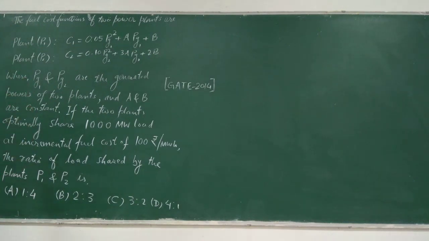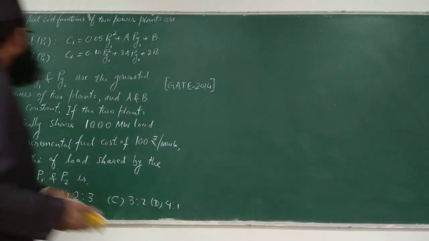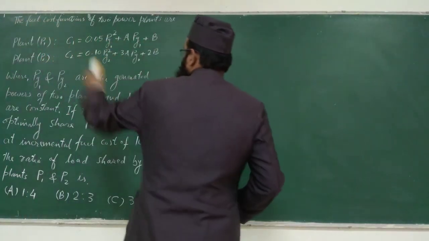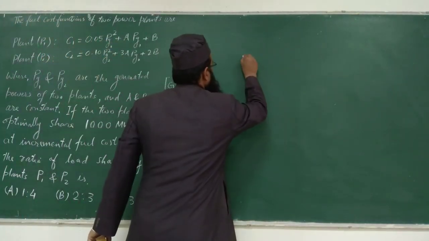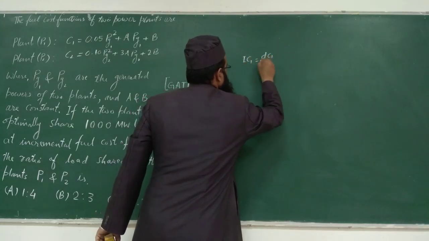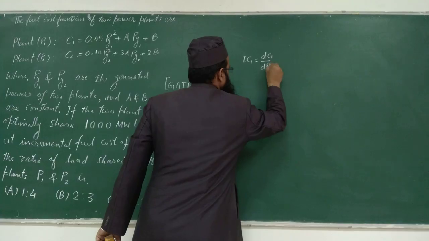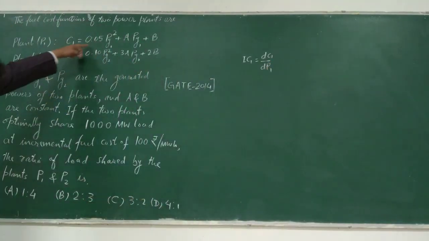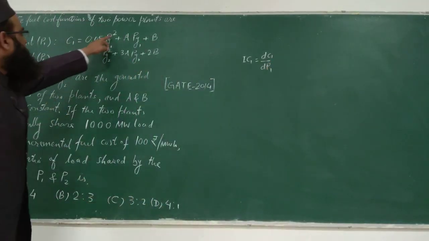Okay, I think this is also not so tough, easily can be solved. This problem falls in the category of optimal load dispatch without considering transmission losses, right? So how to solve? This is C1. So from here we may find IC1, right? IC1 is equal to dC1 upon dP1, is not it? So it will be differentiated.